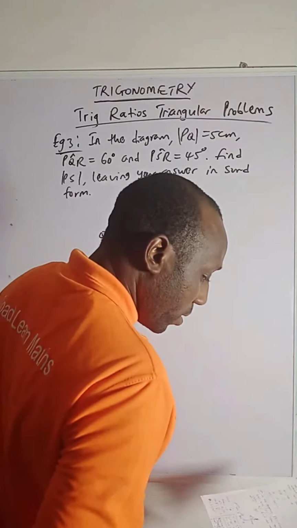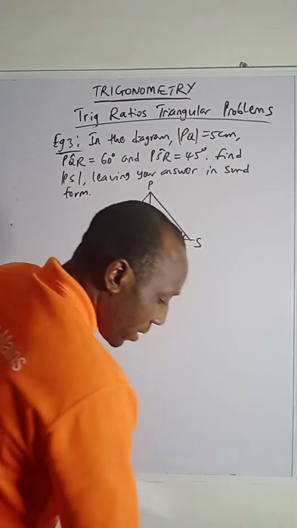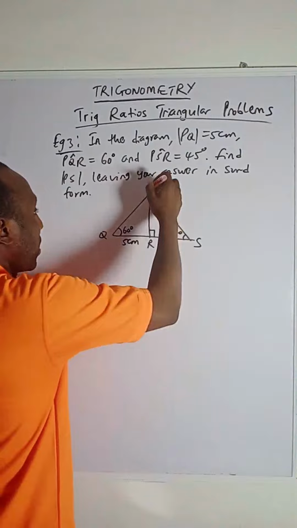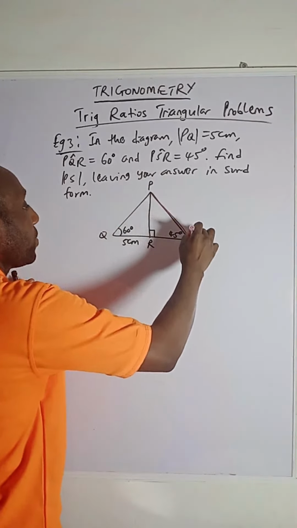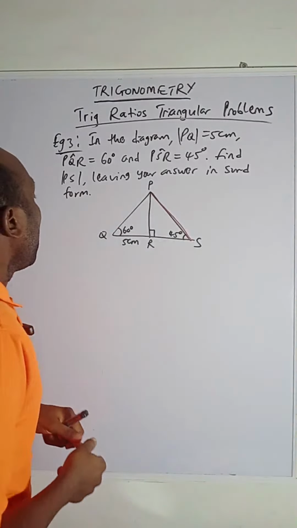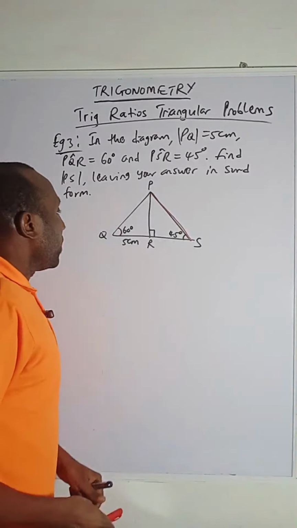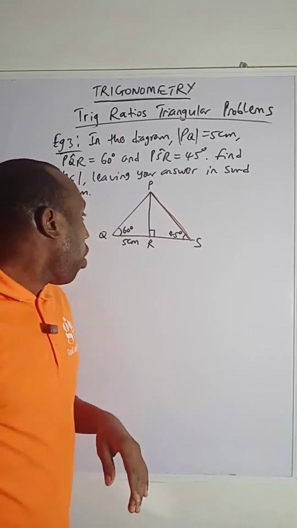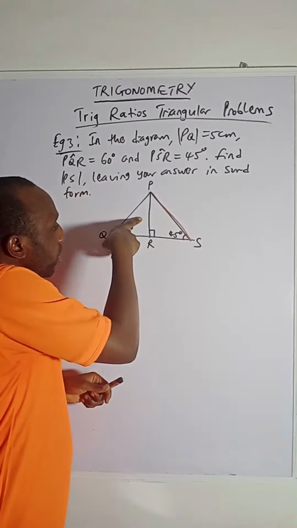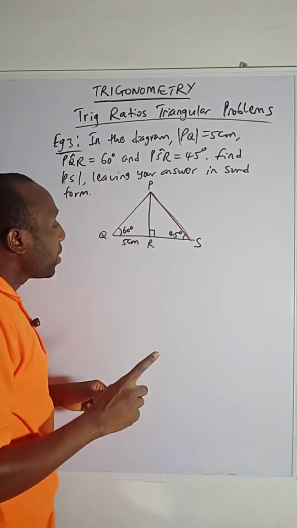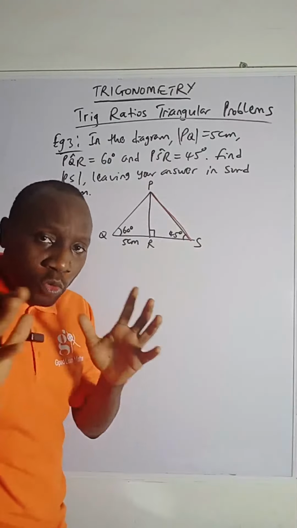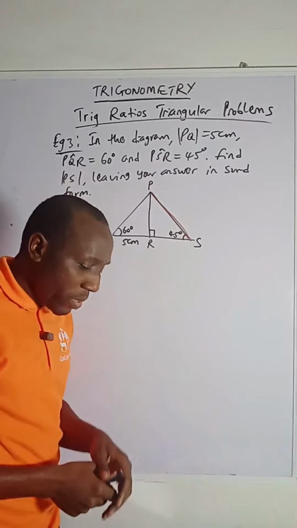Now they said we should find PS. Where's that? Let's identify that side. So we're trying to get this side, PS. If we need to get PS, what do we do? How do we get PS? There is something common between this triangle QPR and triangle PRS. There's something common between the two triangles. What is common between the two triangles?